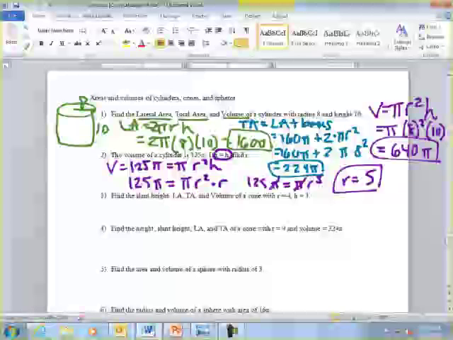Questions? Number 3, we have a cone. We're asked to find lots of stuff about it. Slant height, lateral, total, and volume. We are told that in our cone we have a radius of 4 and a height of 3.